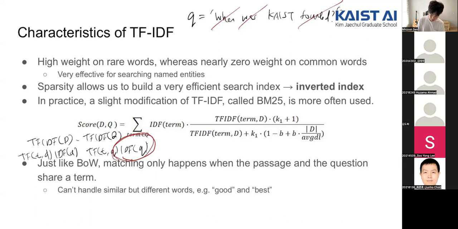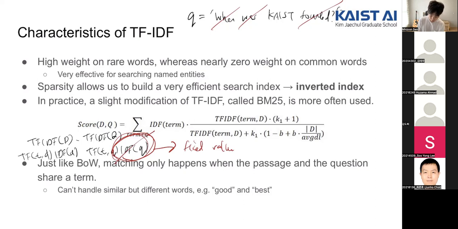But this value is not important because you're looking for the documents and it doesn't matter what this value is. It doesn't affect anything about the score at the end. It's a fixed value given the query. So you can just ignore this.